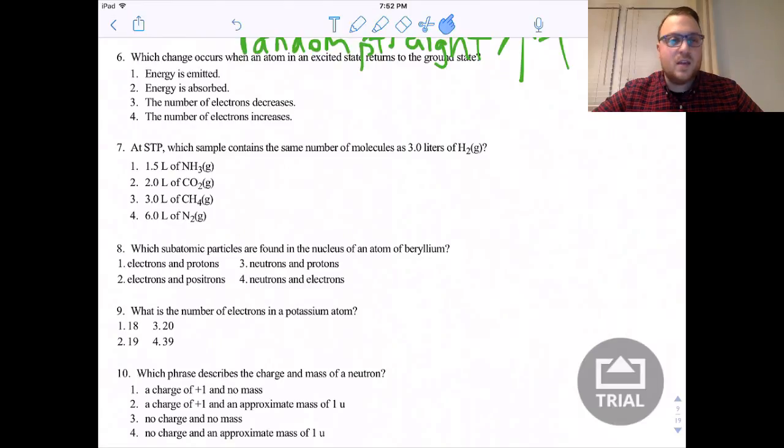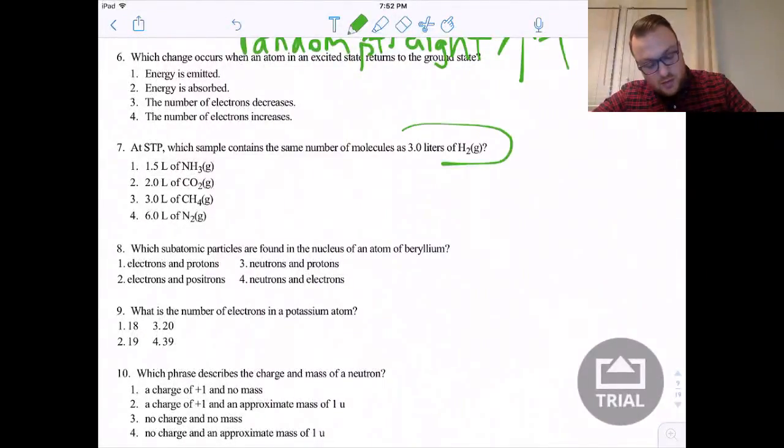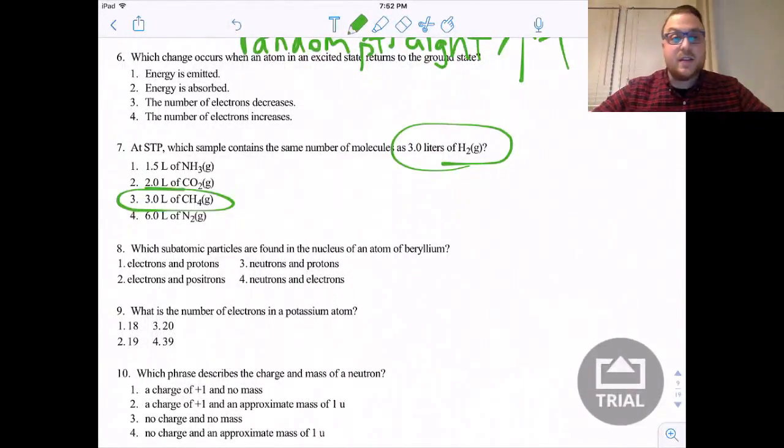It's just volume. So if I have 3 liters of hydrogen, the thing that's going to be the same as that is 3 liters of any other gas, because gases fill a container. If I have a 3-liter container and I fill it with hydrogen, and I have a 3-liter container and I fill it with methane, they have the same amount of stuff in it. It's just volume equals volume.